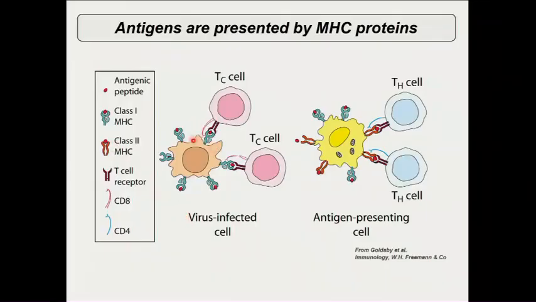Here we have a virus-infected cell, and the virus-infected cell has viral antigens, so that's bits and pieces of the virus. These are, for example, proteins that are not normally made by cells, but are made by these cells because the virus hijacks the protein-making machinery. These bits that aren't self, but belong to the virus, are depicted here in red.